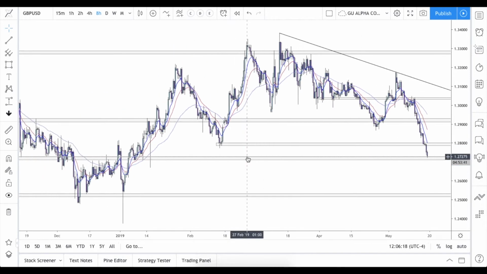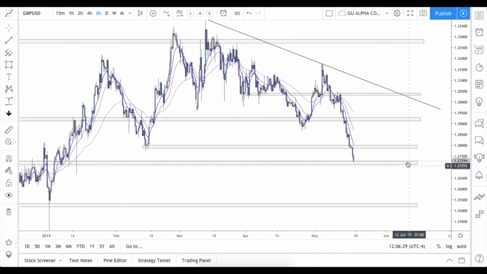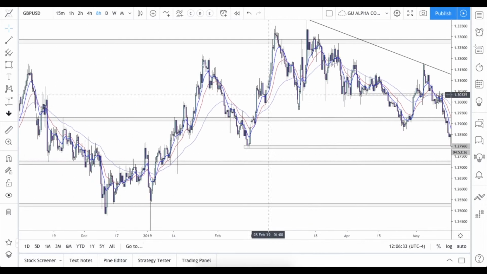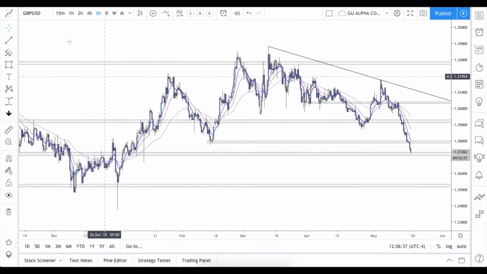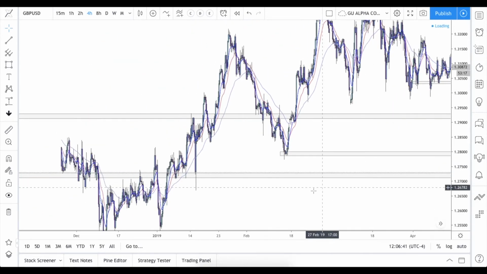All right, so what I like to do is place 3 to 4 resistances above price performance and 3 to 4 underneath price performance. So we got 2 underneath price performance, so let's try to find an extra 2 supports for GU. All right, so we're now in a 4-hour time frame.